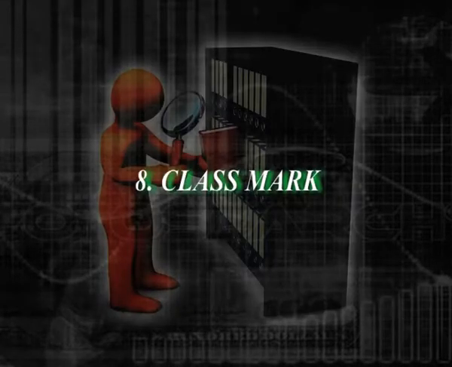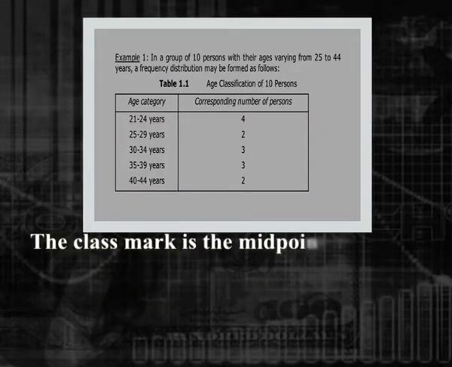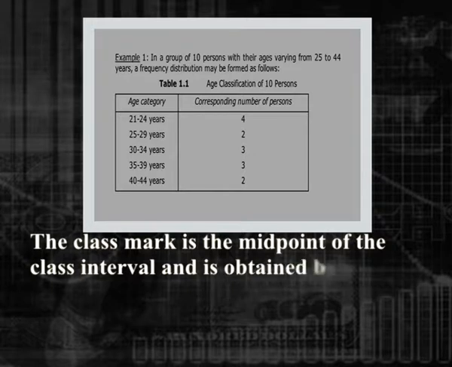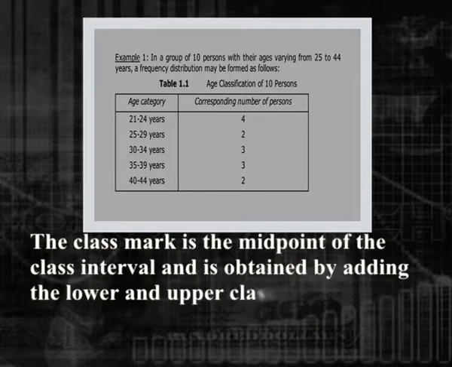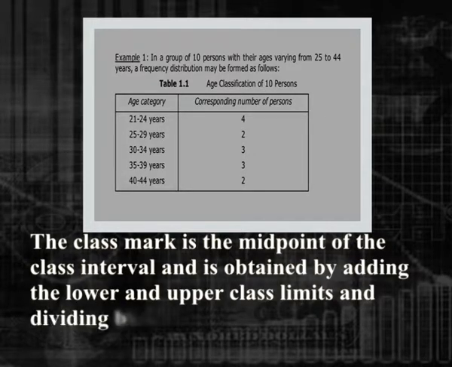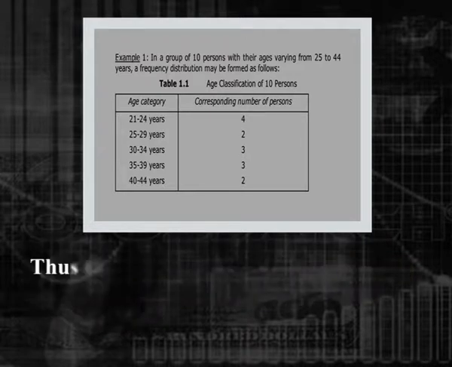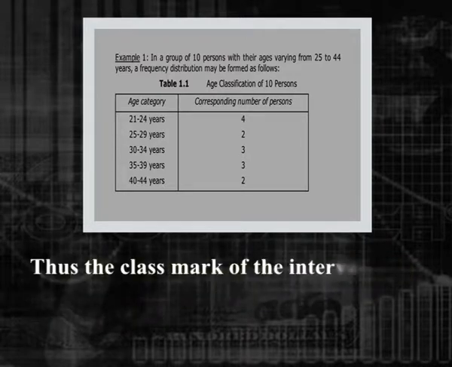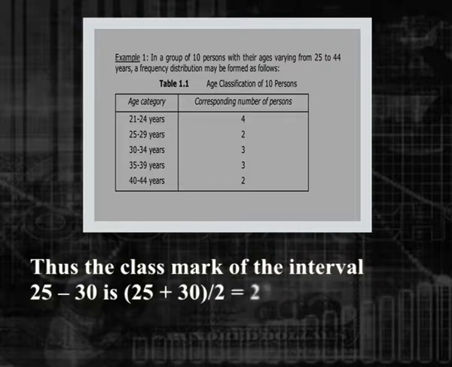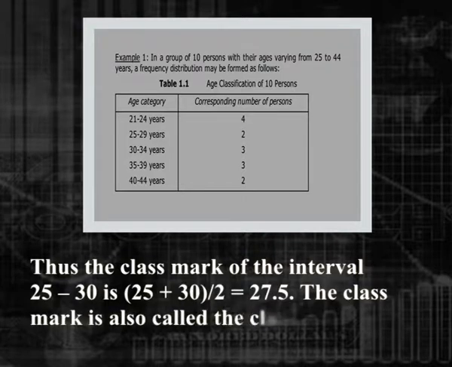Now the eighth one, class mark. The class mark is the midpoint of the class interval and is obtained by adding the lower and the upper class limits and dividing by 2. Thus, the class mark of the interval 25 minus 30 is 25 plus 30 divided by 2, which is equal to 27.5. The class mark is also called as class midpoint.